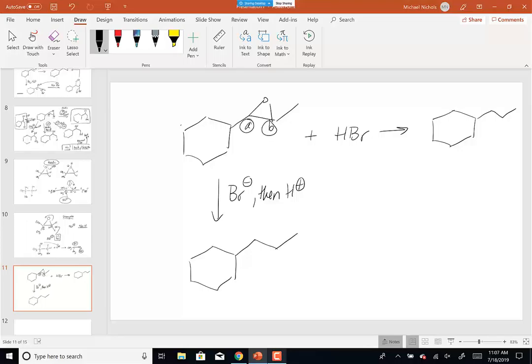So you're adding a bromine. We're adding a bromine to carbon A or B, and then an OH to the other, A or B. So we've got to make sure it's A or B. Okay. You want both for the bottom one? For this one? Okay.